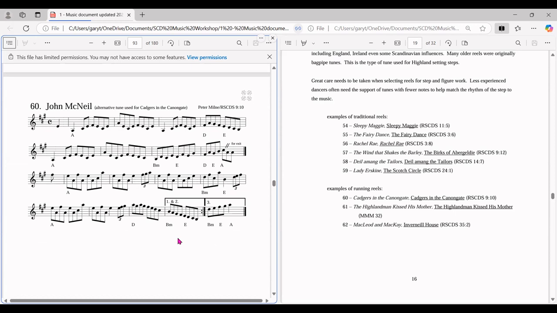It just moves you, moves you. And to me, it's very similar to what Sleepy Maggie does, but it has a slightly different drive. And the same is true of number 61, The Highlandman Kissed His Mother.